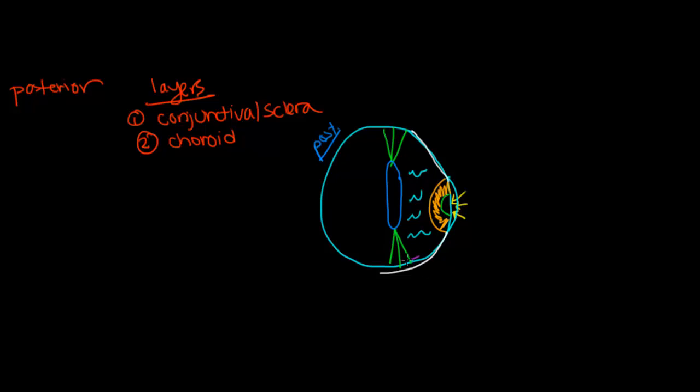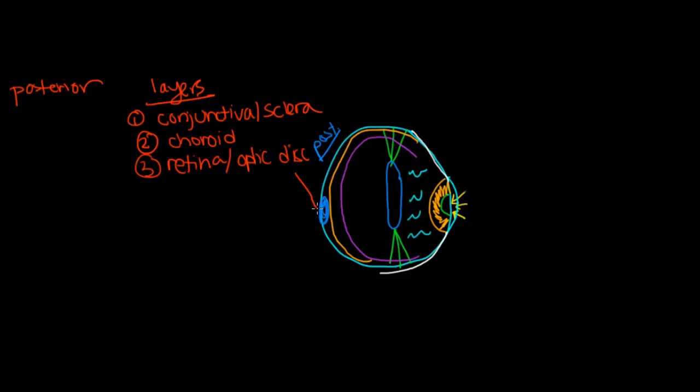Let's just draw this right here. And this contains blood vessels, capillaries that carry nutrients to the eye. This is the innermost layer of the eye. It contains the retina and, of course, the optic disc, which ultimately leads to the optic nerve. So our third layer, retina and optic disc. That optic disc is right here.